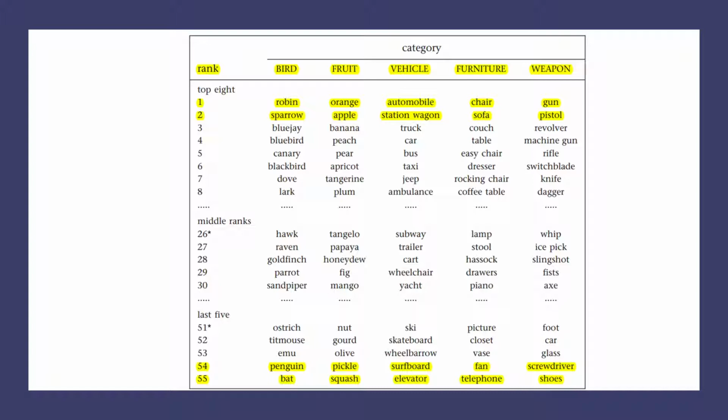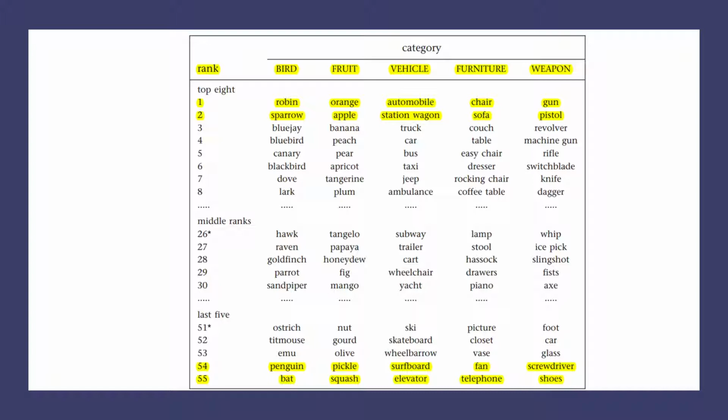In the case of fruit, orange and apple ranked as the two most commonly accepted best exemplars, most typical members of this category, and pickle and squash were ranked as the least likely representatives of this category. In the category vehicle, automobile and station wagon were the ones best ranked, and surfboard and elevator were the least well ranked in this experiment.